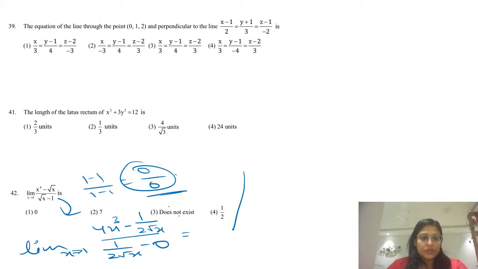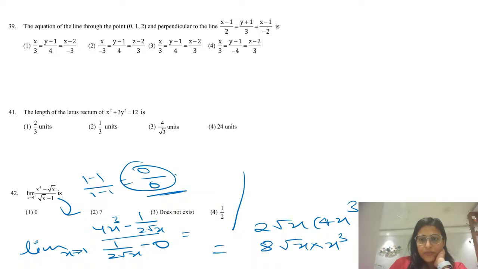Correct? So what you can do here, further you can take 4x cube minus 1 by 2 root x. Now the denominator is not 0, when I put 1, I'll get 1 by 2, right? So I can just write this as 2 root x, 4x cube minus 1 by 2 root x. So here I can just write this as 8 root x into x cube minus 1, because this term and this term will entirely cancel out. So I can just write this further as 8 minus 1, that is 7. So 7 is the answer for this very easy problem.